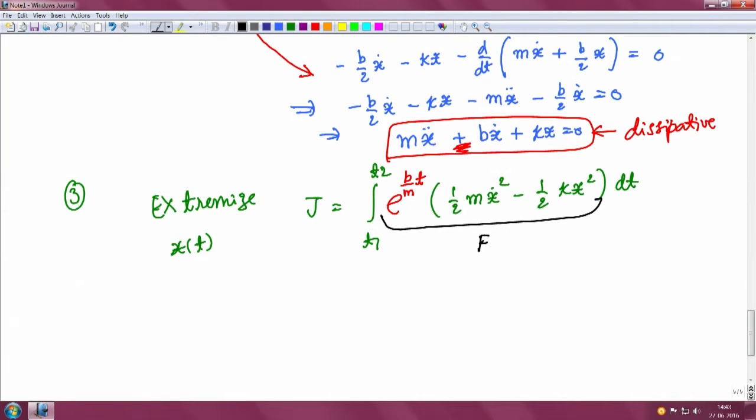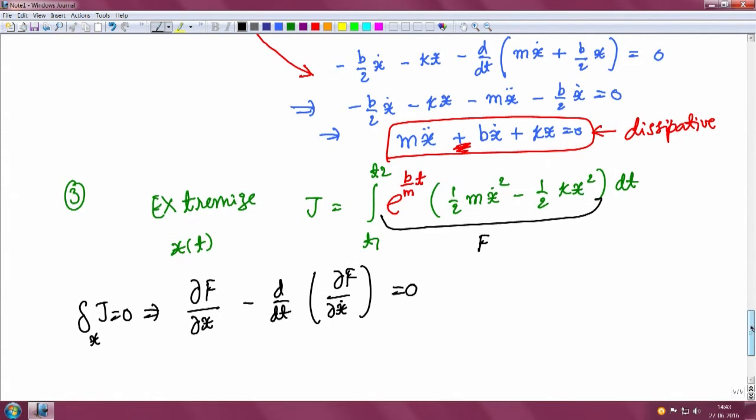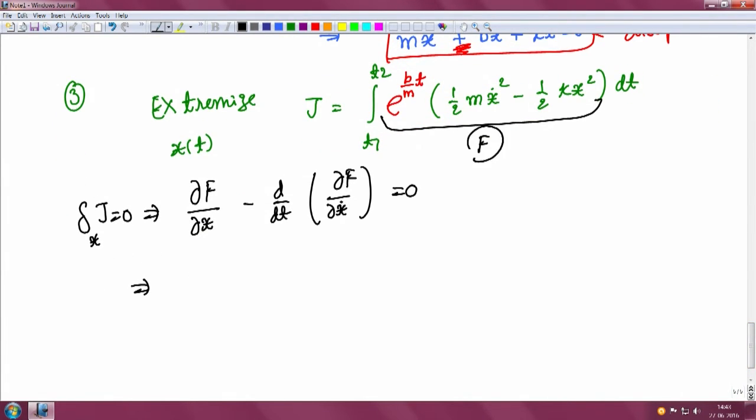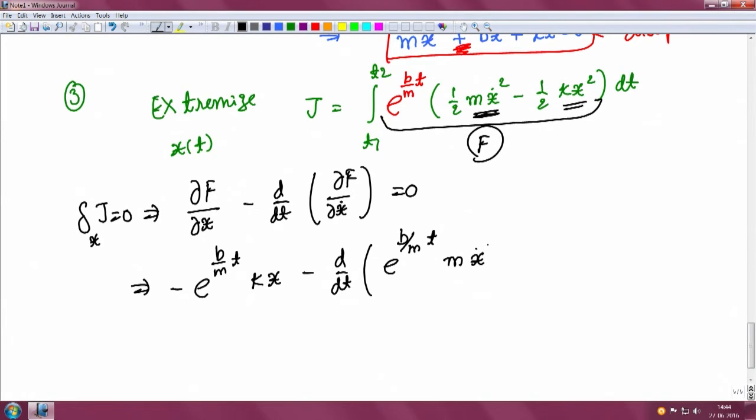Okay. Now, if we write the Euler-Lagrange equations, which is only one variable we have, that is variation of J with respect to x equal to 0 as dou f by dou x minus d by dt of dou f by dou x dot equal to 0. If we do this, what we get now that f is this. So, dou f by dou x will be e raised to b by m t, x is only there, that will be minus k x, okay. And then we will have minus d by dt of dou f by dou x dot, which is only this term. We already took care of that. We have now this term. So, that will give us e raised to b by m t times m x dot equal to 0.